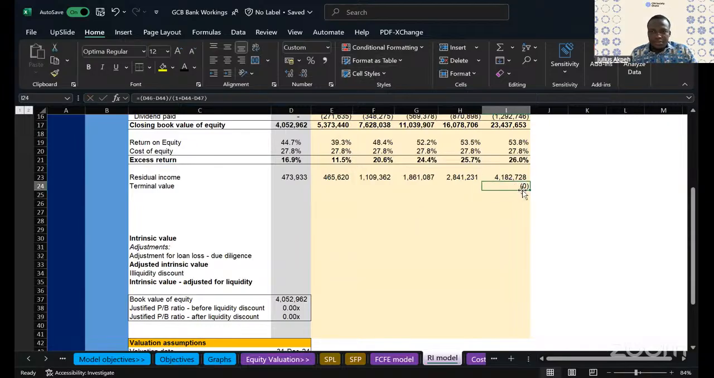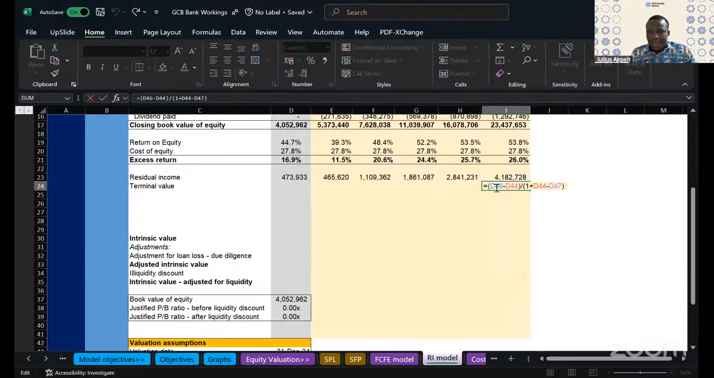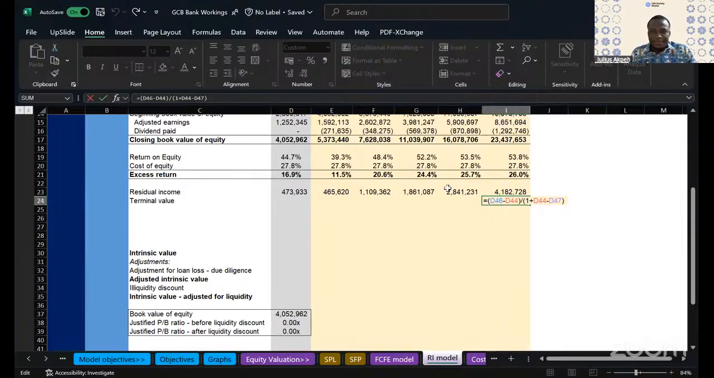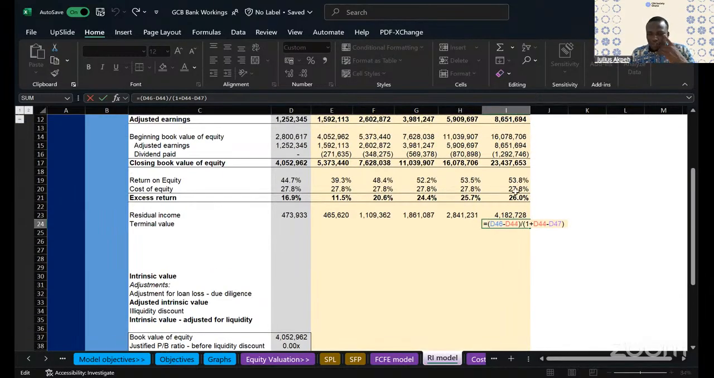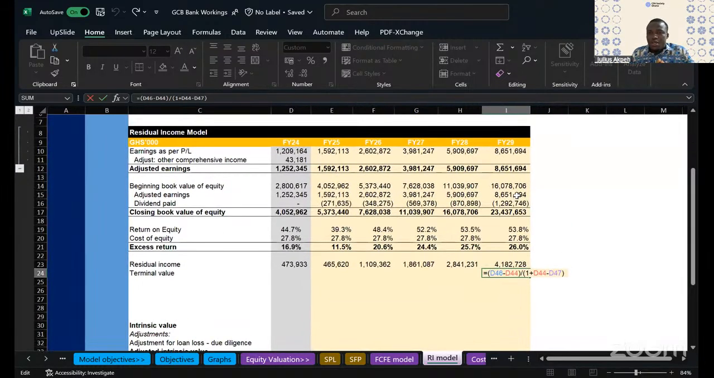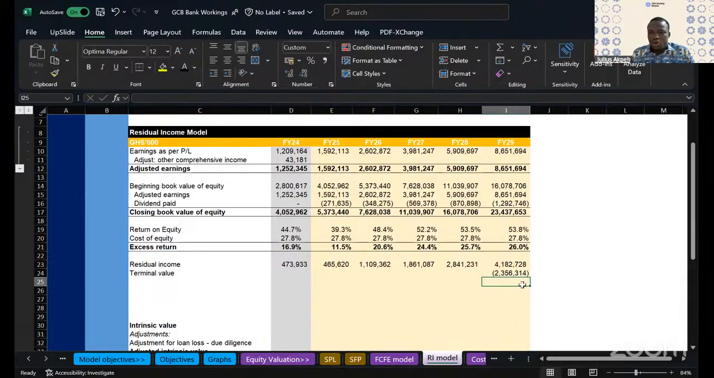And this is not entirely 0, right? This is the term. We need to multiply this by the beginning book value of equity. But listen carefully: the terminal value is calculated at the end of 2029. So the beginning book value to use for the terminal value calculation is the closing book value for 2029. So we do that now, we hit enter, and this is what we have.